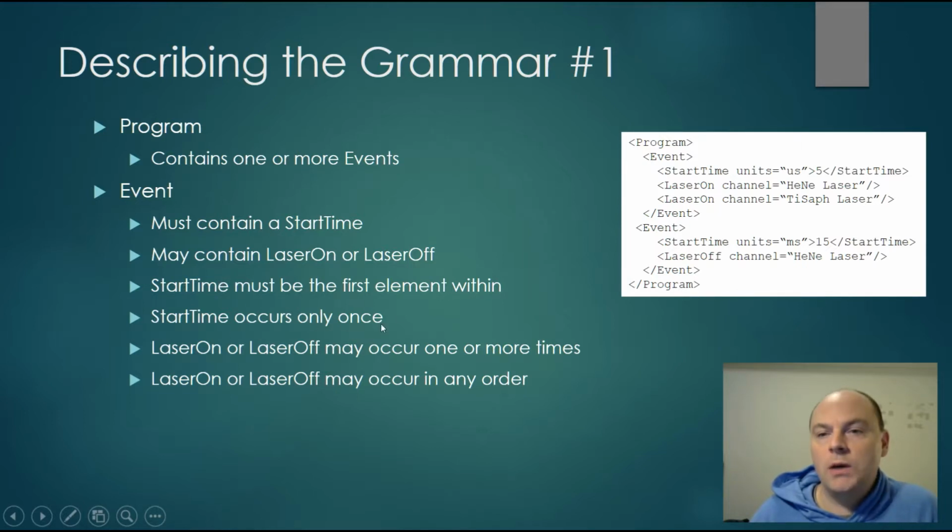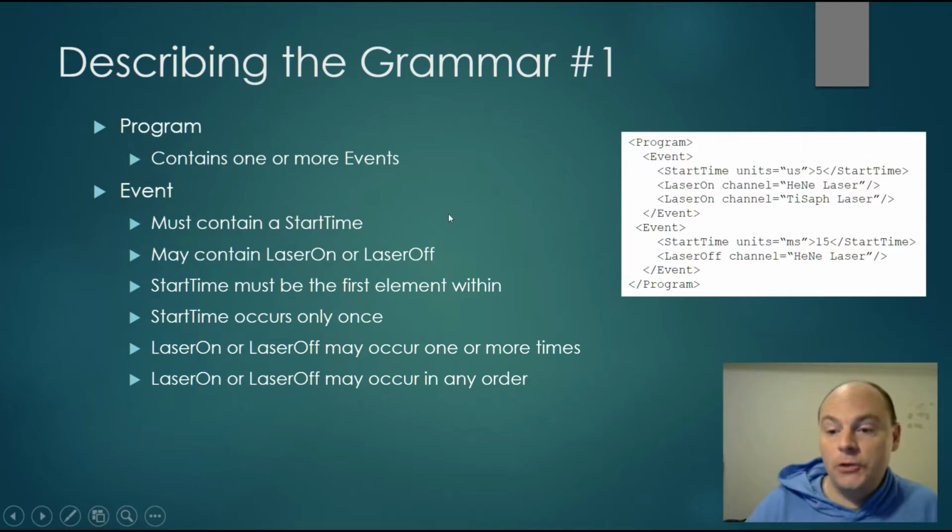Start time can only occur once, and that would make sense in our laser thing. We don't want events to have multiple start times because those would be different events in my conceptual model of this laser thing. So it can only occur once. Laser on and laser off may occur one or more times. Why? Because we're allowed to control multiple channels, multiple different kinds of lasers. So you can imagine laser on and laser off happening more than once, as is done in that first one. And laser on or laser off may occur in any order. That means I don't have to bring all the laser ons first. I could put laser ons followed by laser off, on, off, on, off, on, off. As long as they're after start time, no problem.